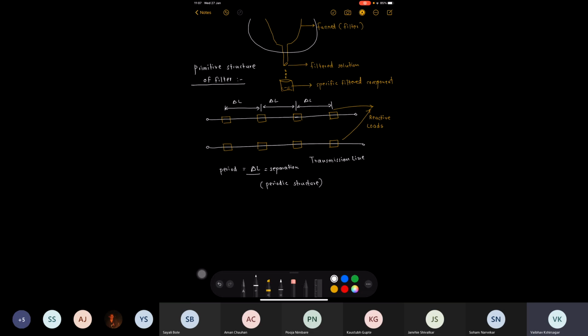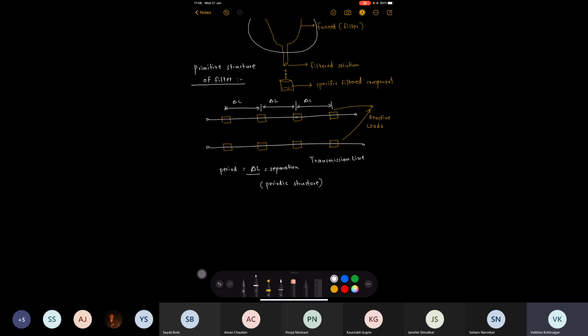When you load the transmission line periodically with reactive loads, it will behave as a filter device. That means this particular transmission line will no longer act as a transmission line, but it will exhibit certain transmission properties and certain stop band characteristics. So transmission and stop band. This structure in general is going to exhibit pass band and stop band characteristics, and this is the basic principle of design of the filter.